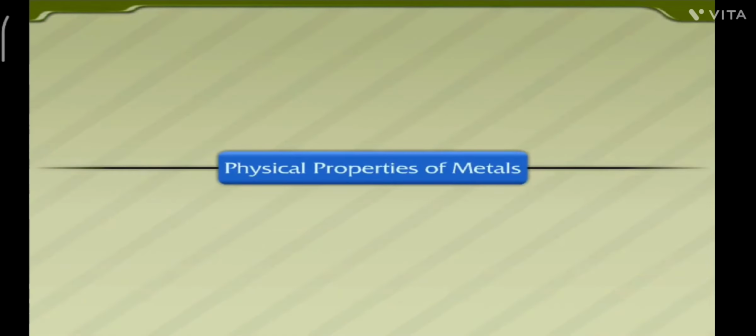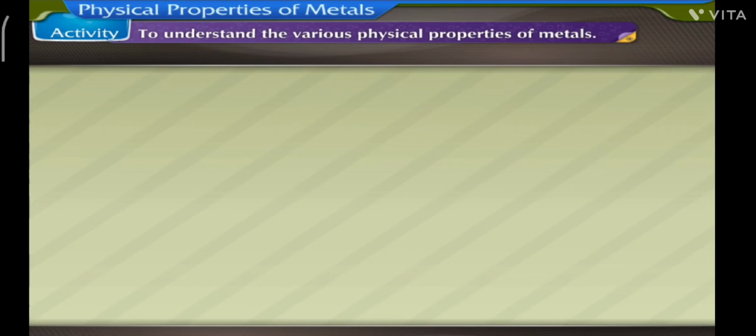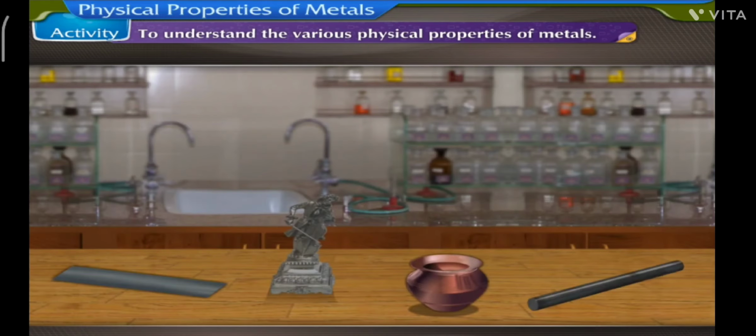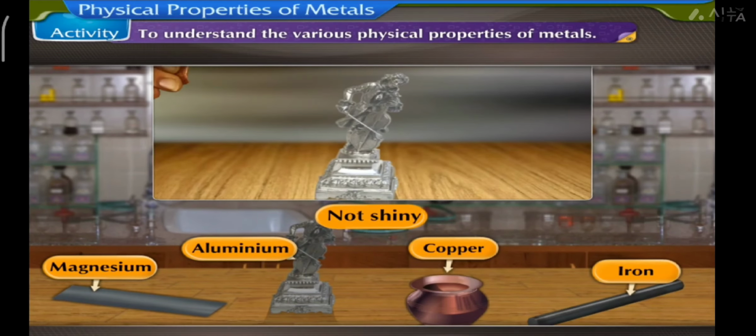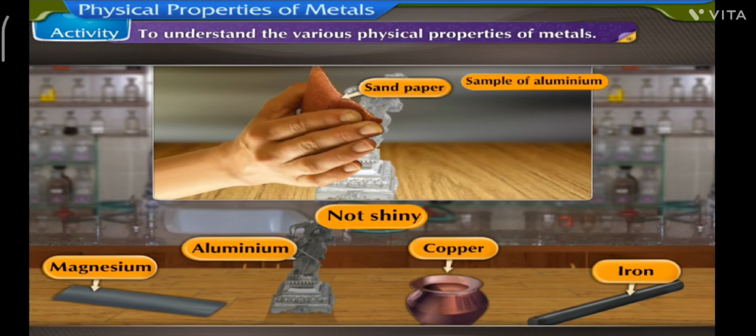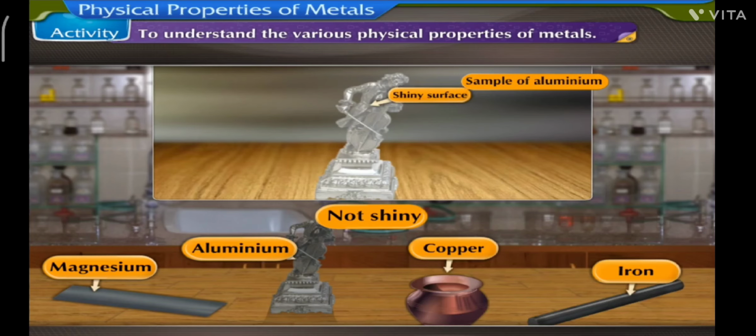Physical properties of metals. Let us perform some activities to understand the various physical properties of metals. Take samples of metals like iron, copper, aluminium, and magnesium. Note the appearances of these samples. All of them do not look very shiny. Now, clean the sample with sandpaper and note their appearance again. All of them now have a shiny surface.